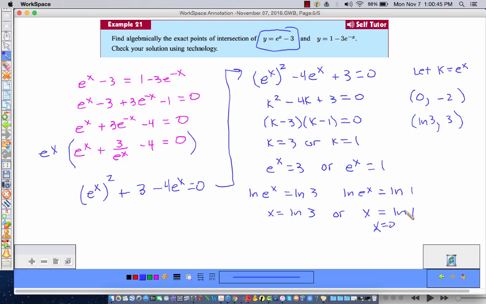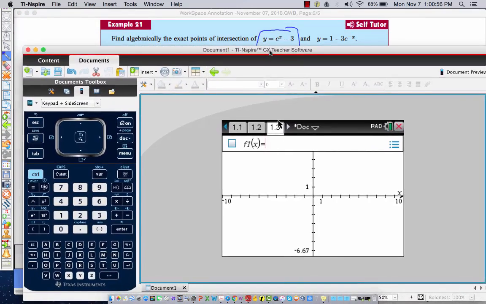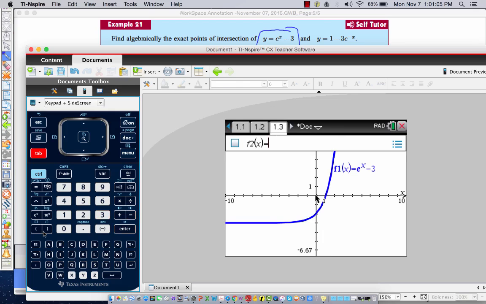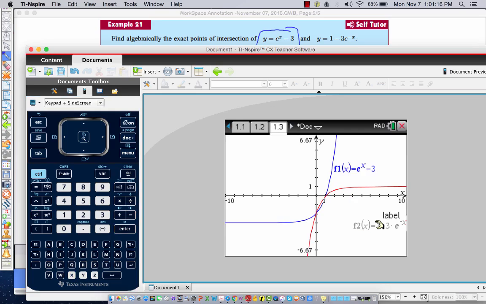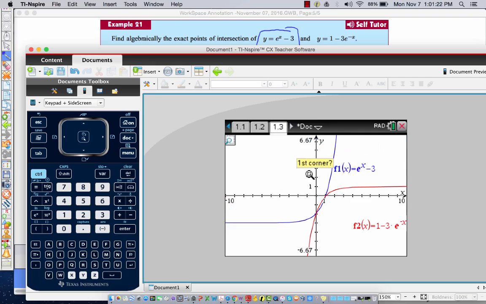Okay, and so now let's check that out with technology, and we will graph it and have a look. So go to my graph, and let's have those functions in front of us. So e to the x minus 3, boom. And then one more function, 1 minus 3, and then we have to do e to the negative x, boom. And so we do have two intersection points there. Let's zoom in a little bit just so we can get a better look. Window, zoom, zoom box, and I'll just go right around there.